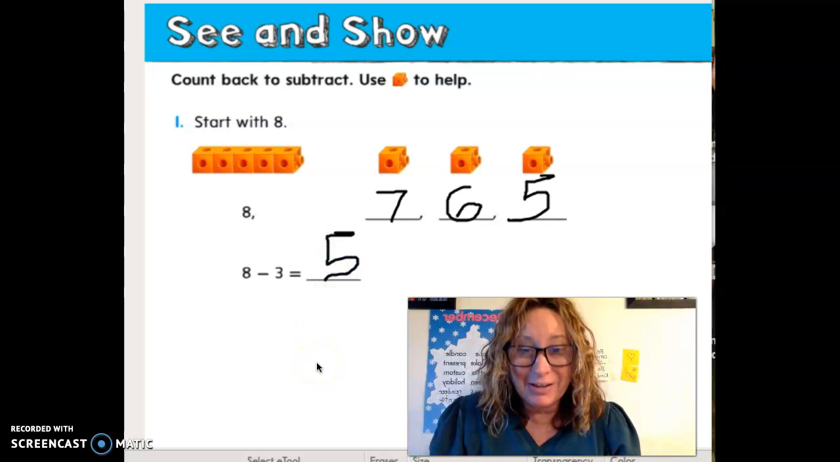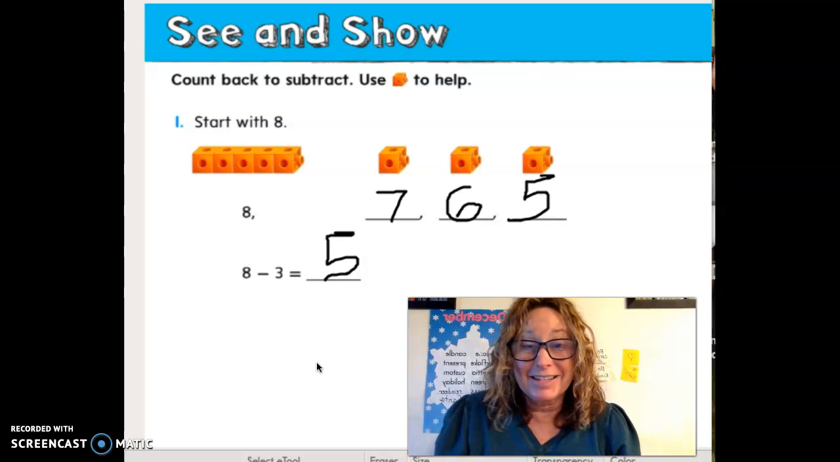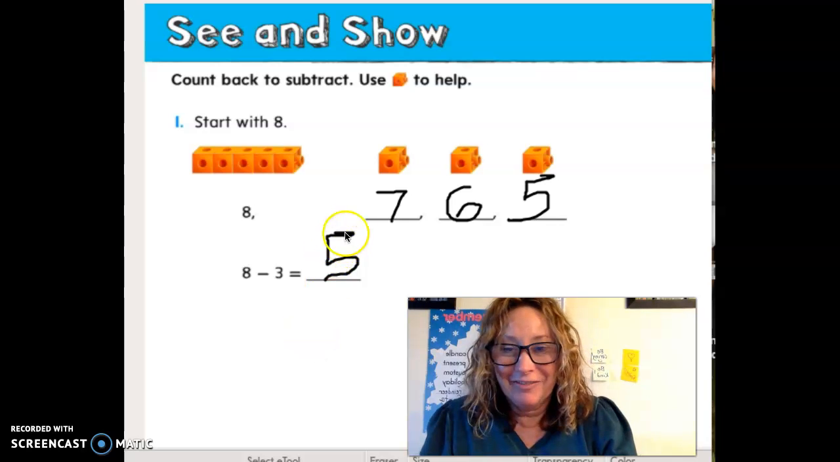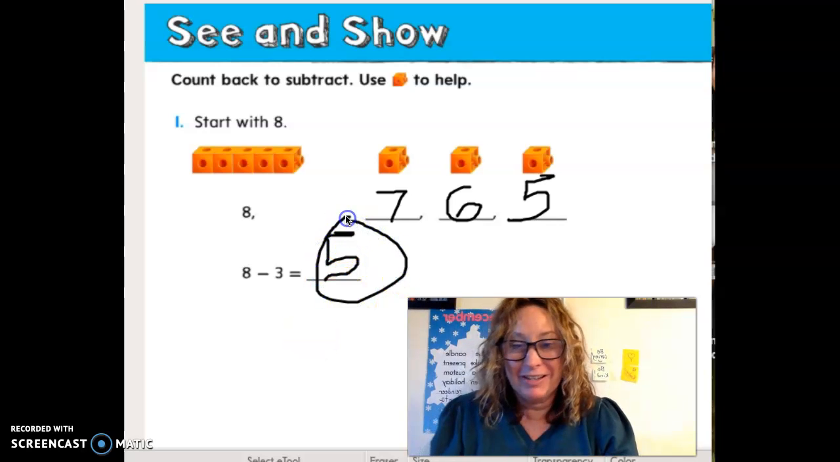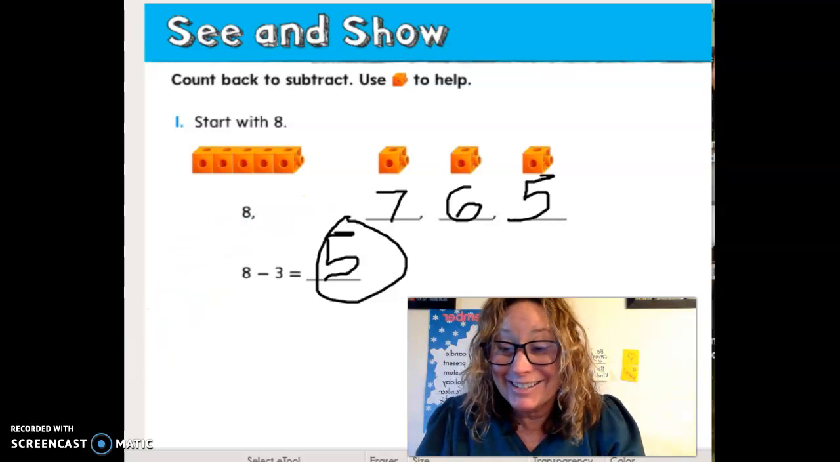Do you remember what the answer in subtraction is called? What word we use? Yes, difference. 5 is the difference. Can everybody say difference? Good, that's the difference.